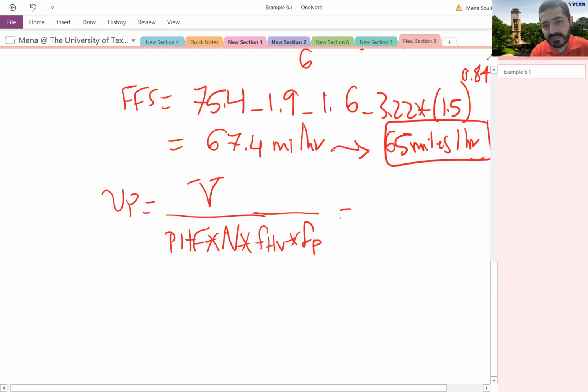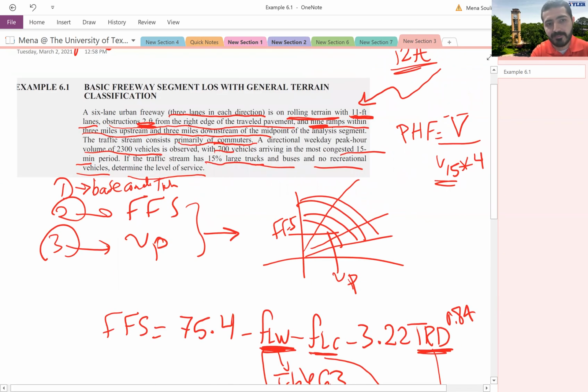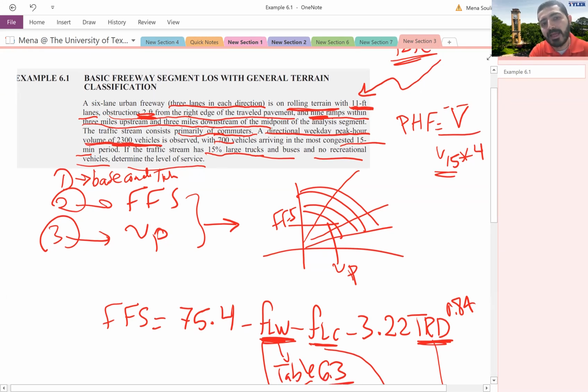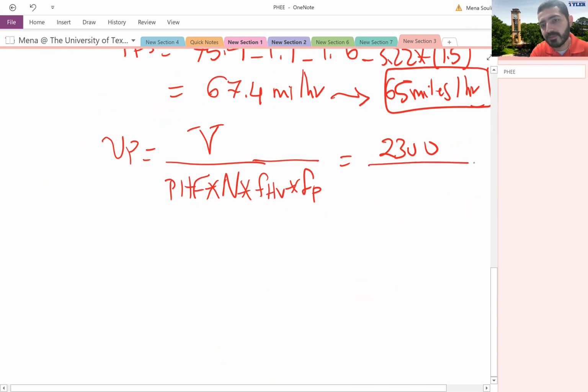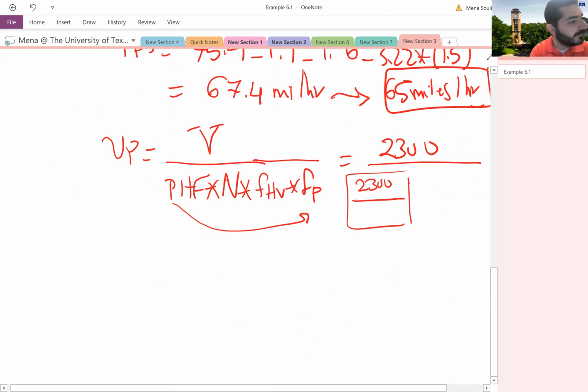So the V is easy. We know the V is 2300. Where did we get this from? It was provided to us in the example. So here, the directional weekday peak hour volume is 2300 vehicles, and the worst 15 minutes is 700. So again, we're gonna need this for the peak hour factor. The peak hour factor, if you recall again, is the V, which is 2300, over the worst 15 minutes, which was 700, times 4. That's the peak hour factor.